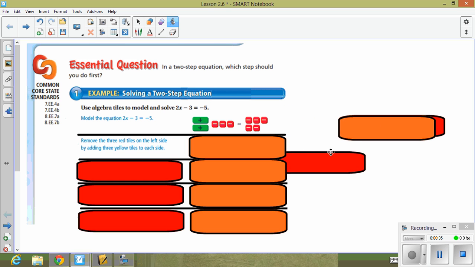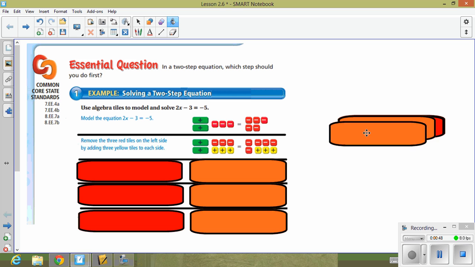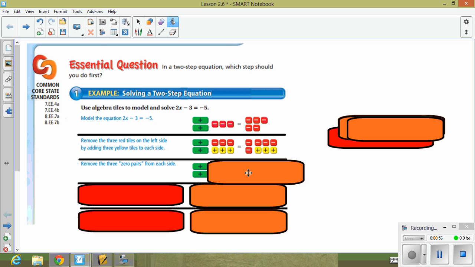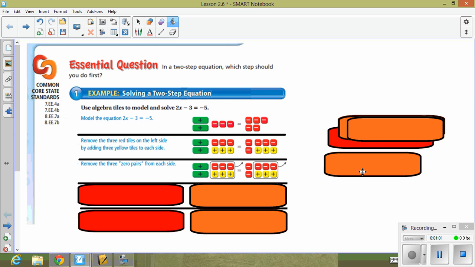Okay, the next step I'm going to take, I'd like to remove the red tiles on the left side, and I will do that by adding 3 yellow tiles to each side. So add 3 to the left, add 3 yellow to the right. Okay, my next step is to remove all the 0 pairs from each side. So on the left, I have 3 sets that I'll be removing. So I'll be removing these 3 here, and then on the right, I'll be removing these 3 sets here.